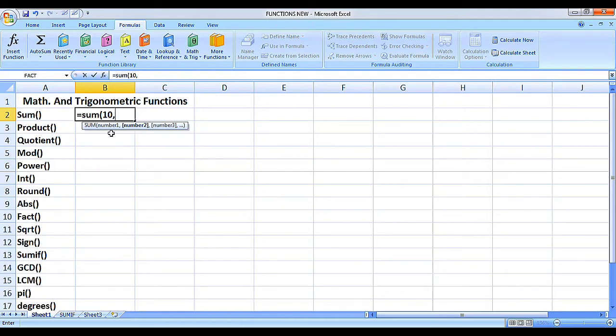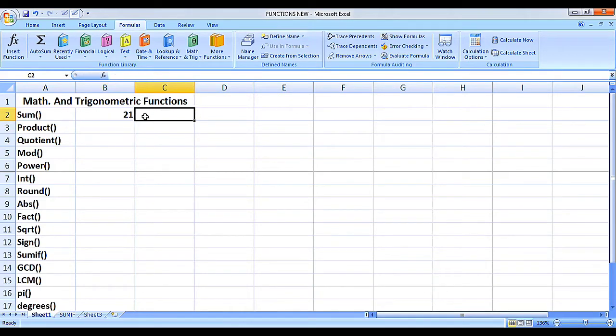From number 2 onwards, the arguments are written inside square brackets. It means all these arguments are optional. 5, 6. Then I will close the bracket because I want to add only 3 numbers. You can add up to 255 numbers using the SUM function, then press enter key. Now you can see the sum.